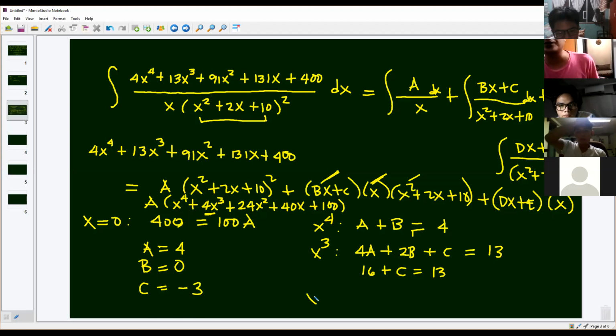Now, x squared. Whichever is easier, guys. So you have an x squared here, 24x squared, a. So you have 24a. Then, you will have an x squared here. No, not that. Let me erase that.